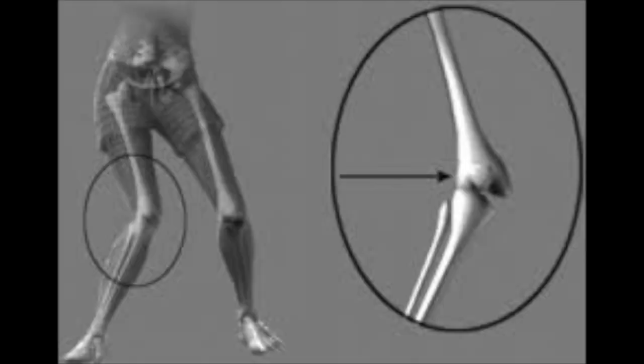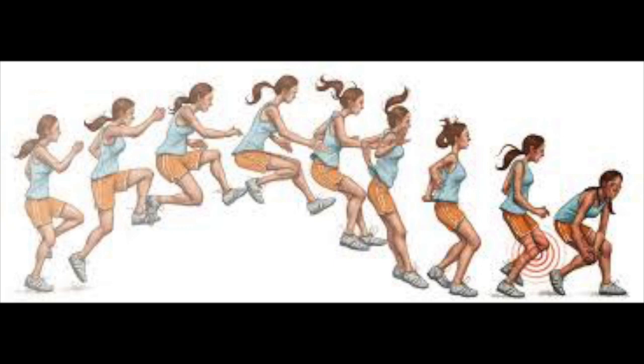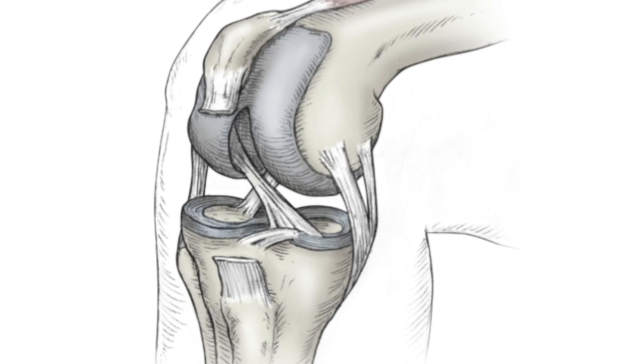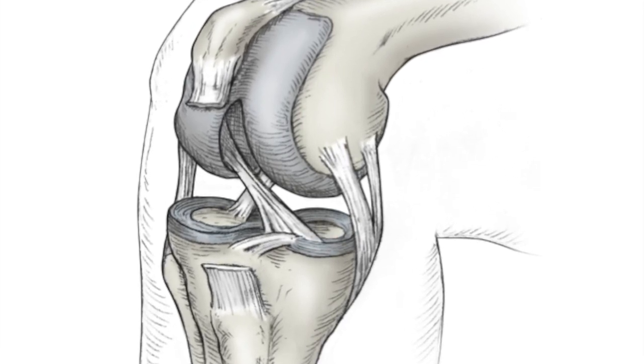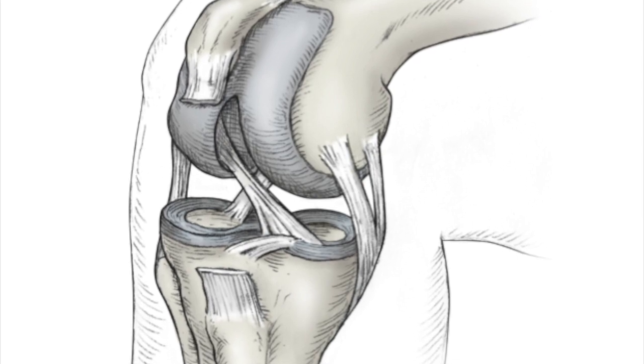During activities that involve cutting or jump landing, the ACL is often one of the most commonly injured structures. Therefore, it is important to have an understanding of the anatomical characteristics of the ACL in order to understand the structure of the ligament, the mechanism of injury, and different diagnostic testing.